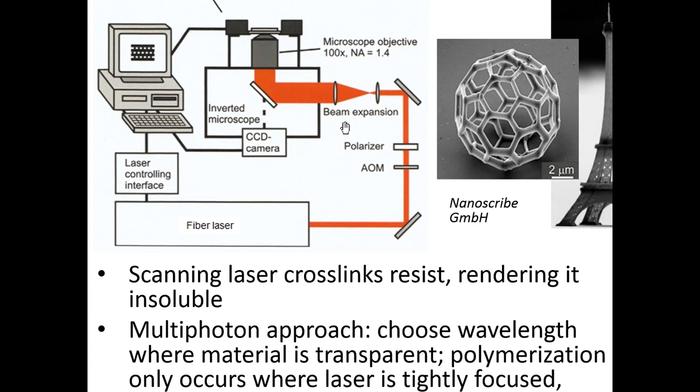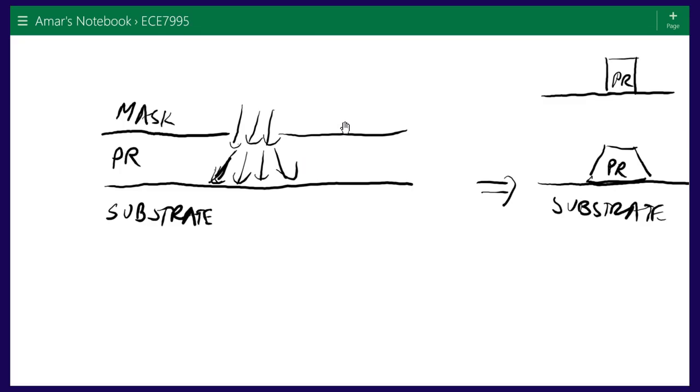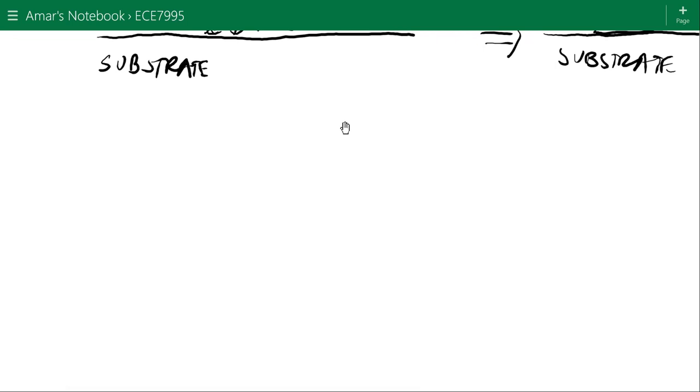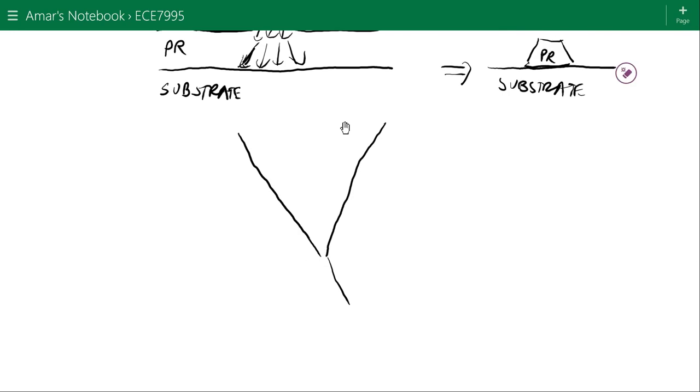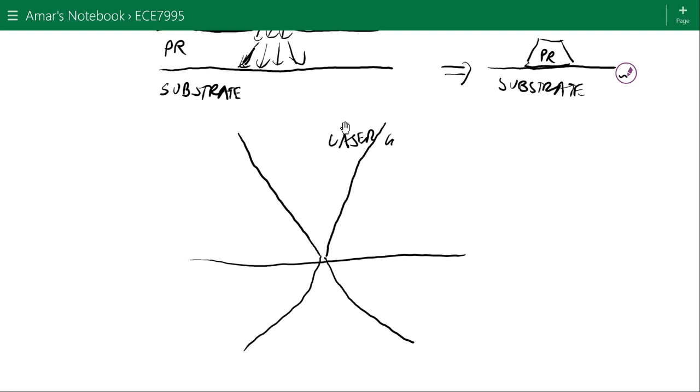The diameter of your beam, let me just draw this in a schematic here. Let's say your laser beam is being focused this way. Now when you focus a laser beam down, typically it looks something like this, sort of like a cone, and it has a waist here like this. Okay, so the substrate would be here, and this is your laser. We call this a laser cone. And let's say this is your layer of photoresist.